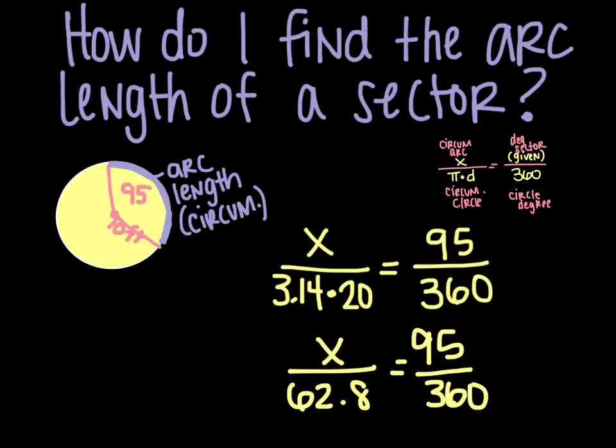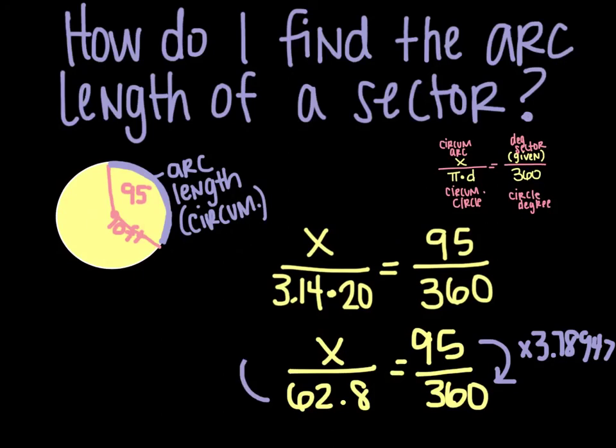Now, you can do scale factor across. I'm going to do up and down just to show you that it is possible to do it this way as well. So from 95 to 360, I know that I'm multiplying because I'm going to bigger numbers. But in order to figure that out, I have to take 360 divided by 95, and that will give me 3.78947.